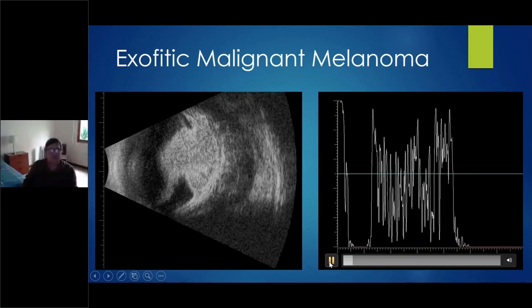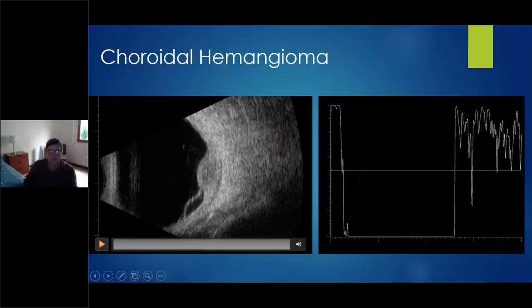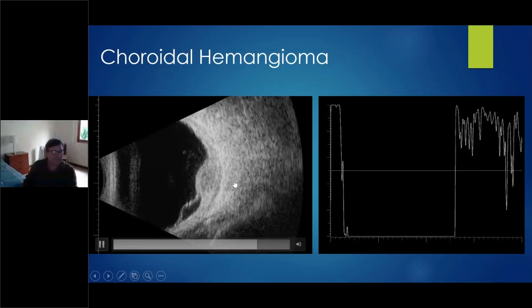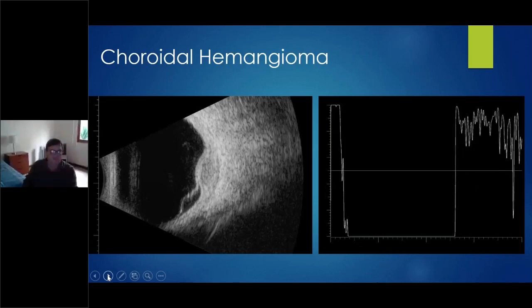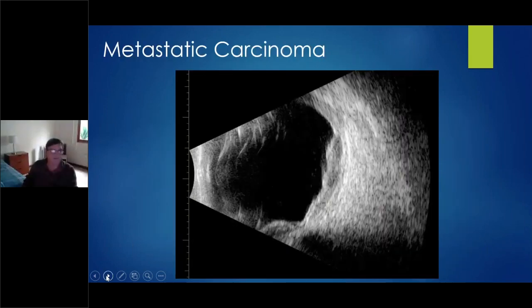And choroidal hemangioma, if you see, this is also a dome-shaped tumor, but the A mode is not low, it is very high reflective. This is the difference. In B mode, they look very similar. In A mode, they look different. Metastatic carcinoma, also the same. It has a bumpy surface and is medium to high reflective in a metastatic carcinoma.